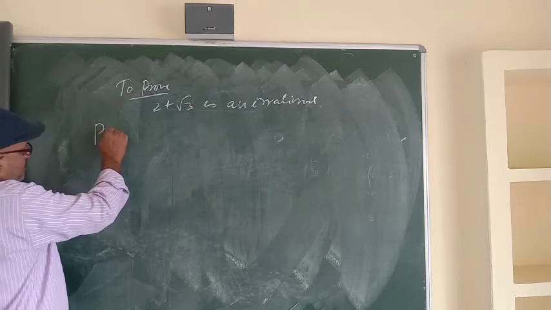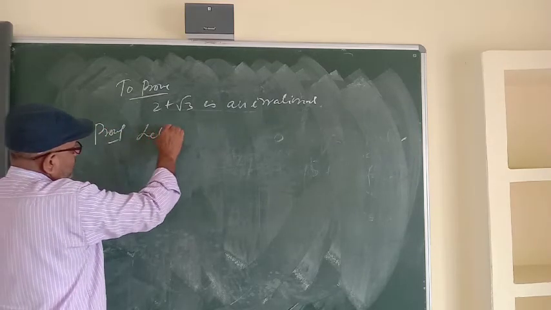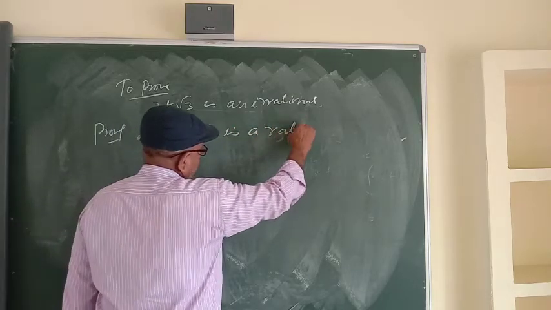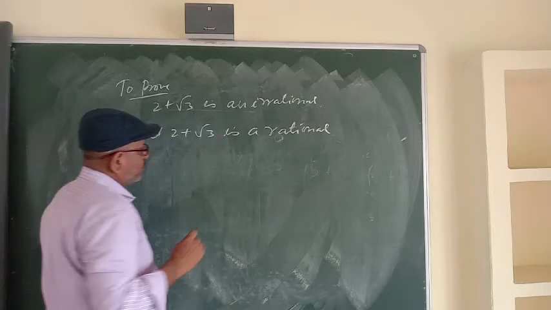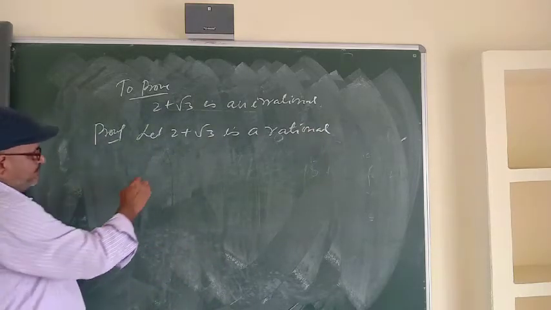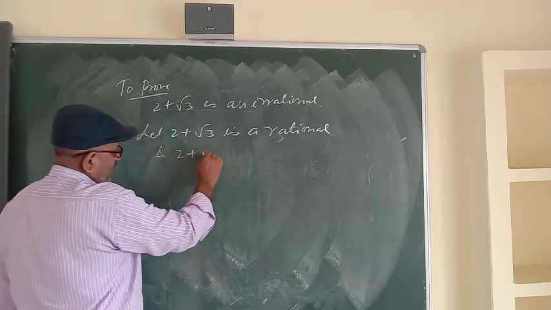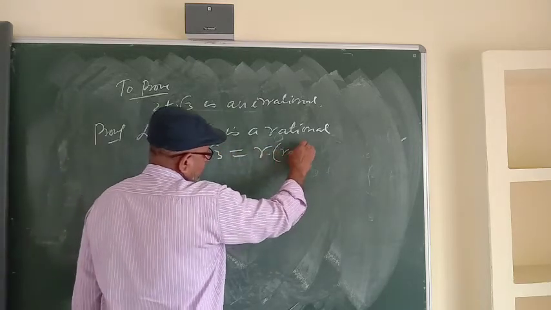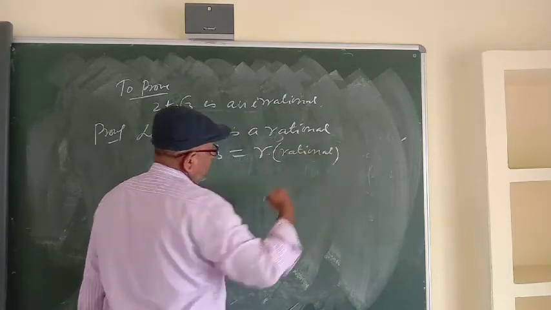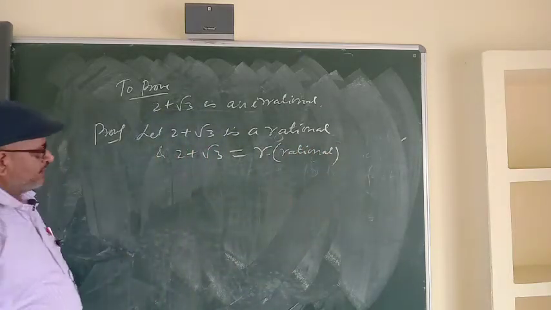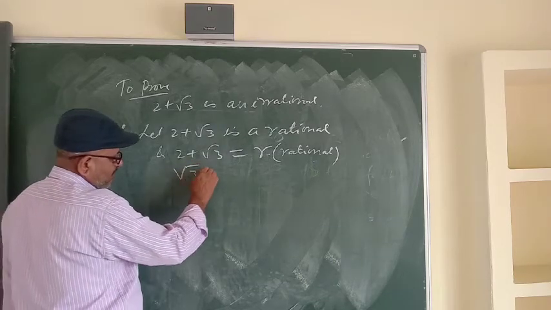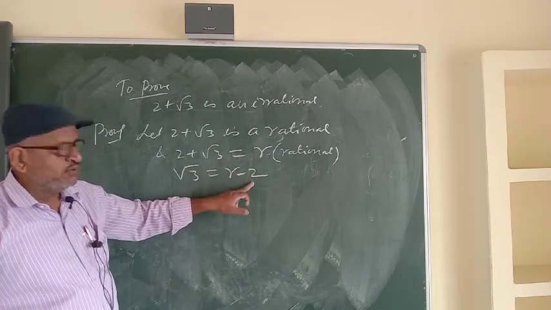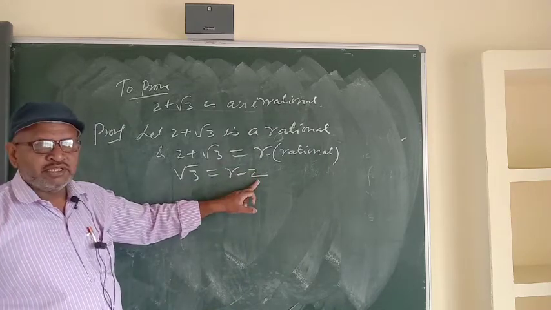Firstly, what we will suppose? We will suppose let 2 plus root 3 is a rational. Let 2 plus root 3 is a rational, and 2 plus root 3 is equal to R, where R is a rational number. So what will be root 3? R minus 2. R is rational, 2 is rational. So R minus 2 will be rational.